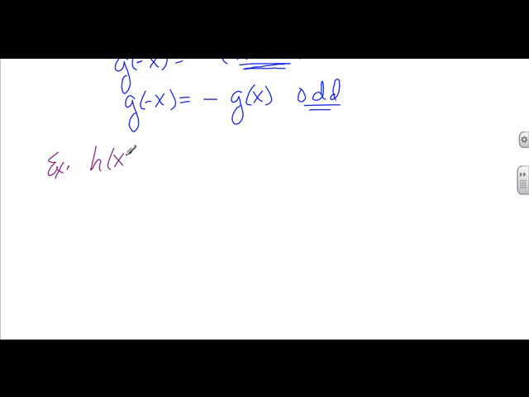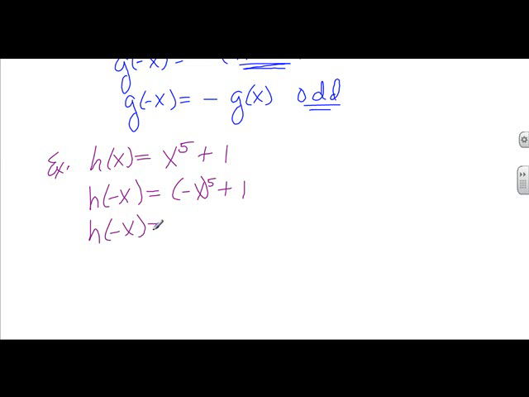Okay, function h of x is defined as x to the 5th power plus 1. If I'm going to determine if this function is even, odd, or neither, I'm going to substitute the opposite of x in the equation and then simplify. Now when you compare that to what we had to start with, only the first term has changed sign. The plus 1 is still plus 1. So this doesn't fit either the definition for an even function or an odd function. This one is neither even nor odd.